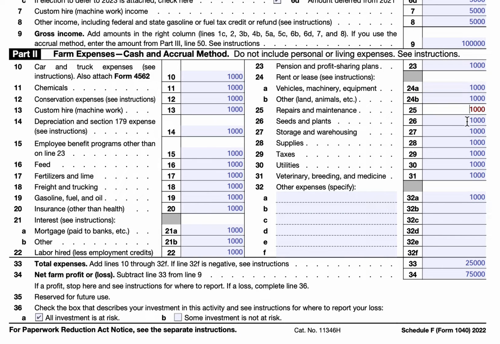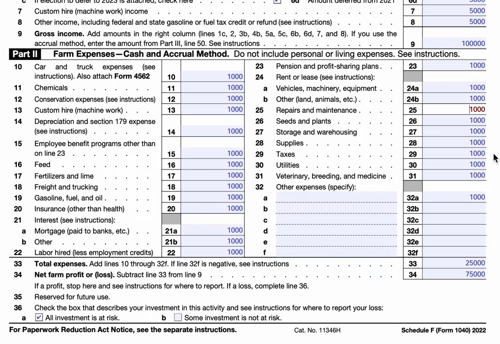Line 25, you're going to enter the cost for repairs and maintenance. So repairs and maintenance are different from capital improvements. Improvements generally make your property more valuable. They restore parts of your property, or they are adapting your property to a new or a different use. So if you have an old barn and you replace the roof on it, technically that would be an improvement because you're restoring a function of your property. If you painted the sides of the barn, then that would probably be under repairs and maintenance. So again, your tax professional is going to have a little bit more understanding of what would be an expensed cost and what needs to be capitalized and treated in a different manner. Seeds and plants, storage and warehousing, and supplies, all of those costs you would enter in 26, 27, 28.